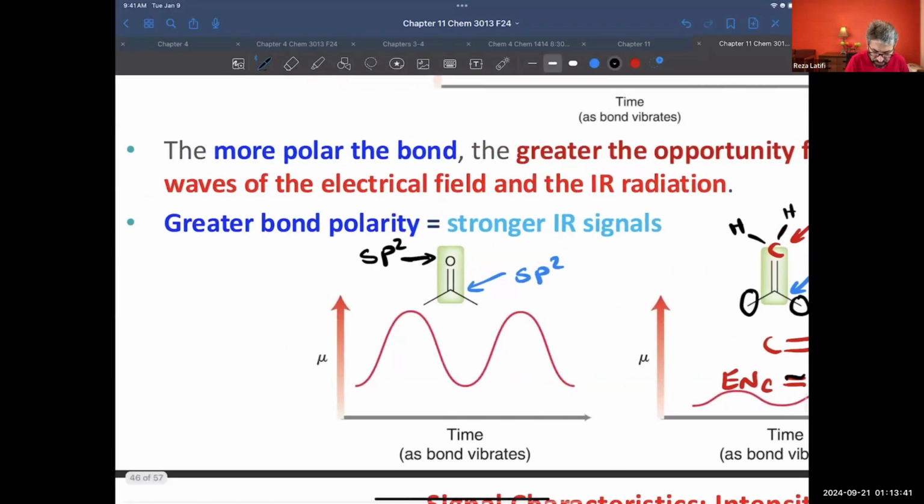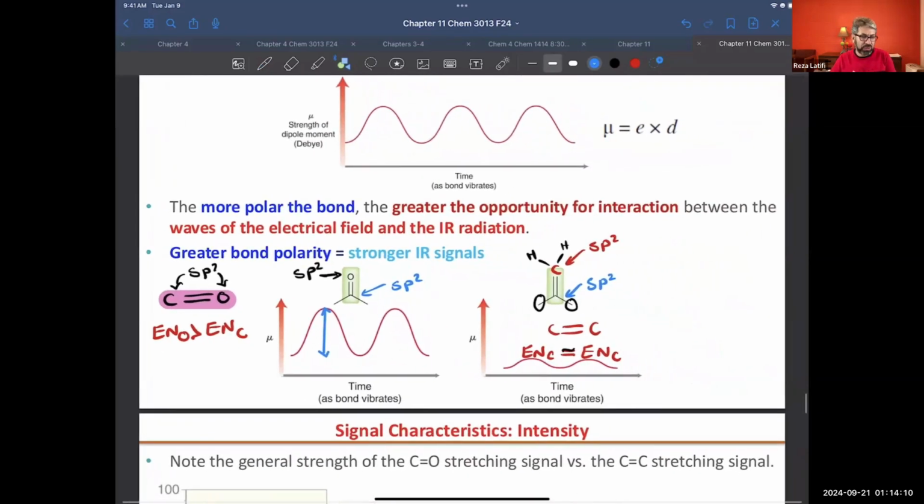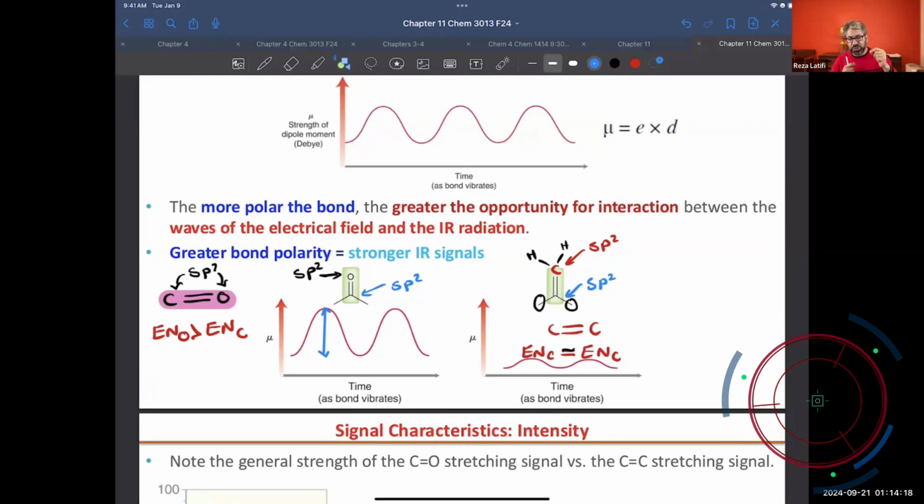Well, there we have oxygen with sp2 hybridization. So I have carbon attached to oxygen, and in both cases we have sp2 hybridization. But for sure, the electronegativity of oxygen is way higher than the electronegativity of carbon. So this bond is really polar, and because it's really polar, you see a stronger signal here. The signal is going to be stronger than the double bond of carbon-carbon. So polarity is going to affect the intensity of the peak in IR.